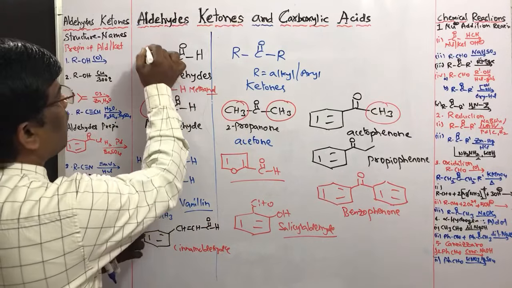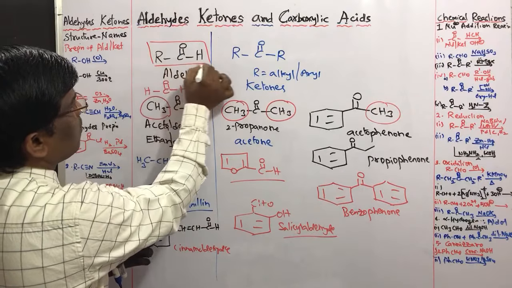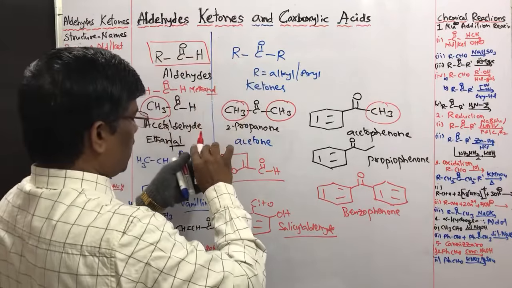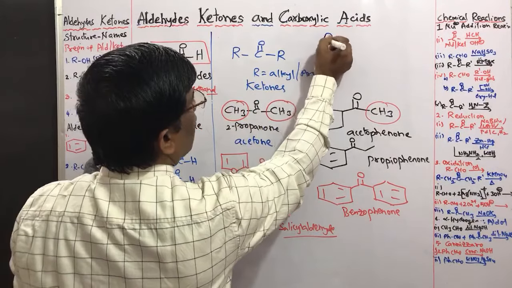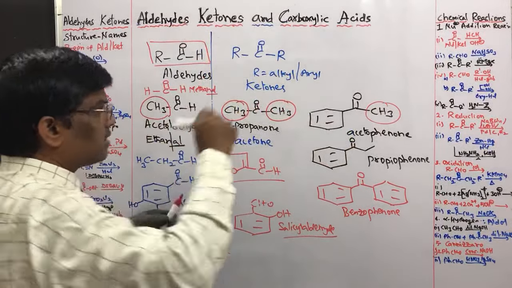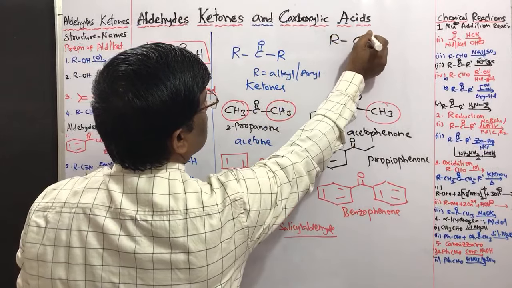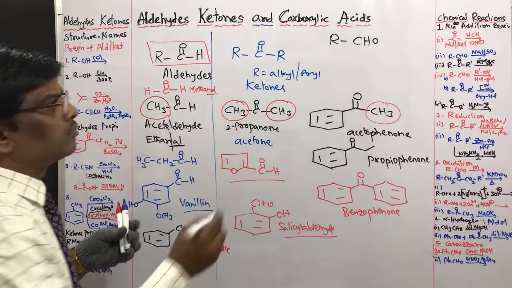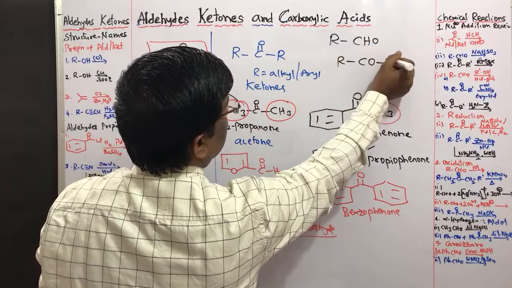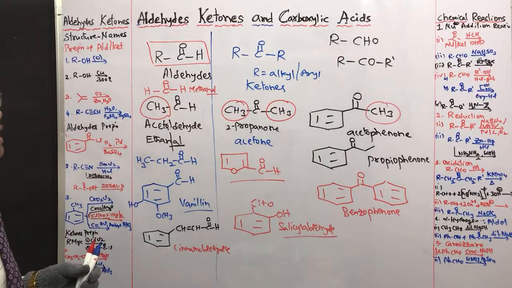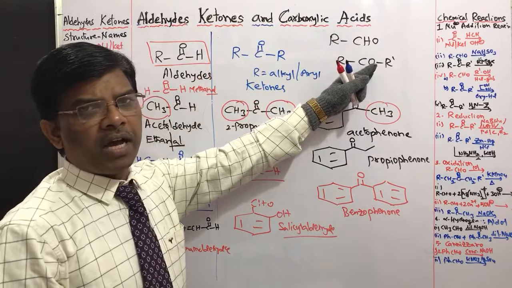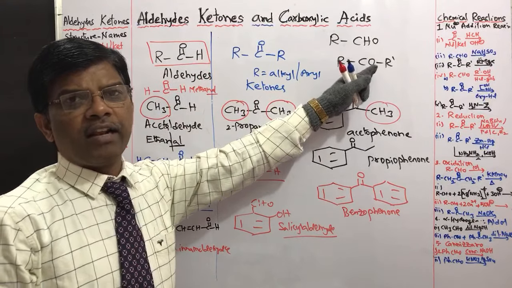So the common structure we come across is RCOH. Aldehydes are commonly written as RCHO. Ketones, you can write this way. So these are the compounds having a carbonyl carbon attached to alkyl or aryl groups.